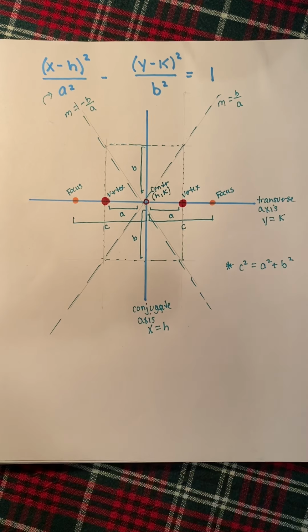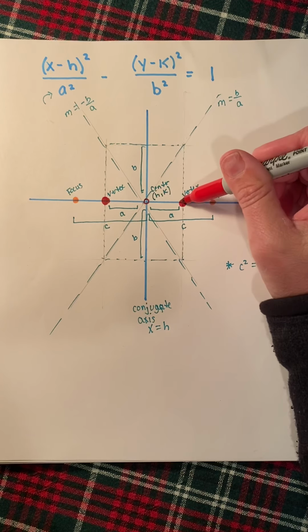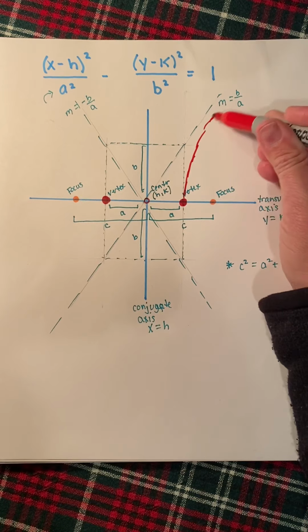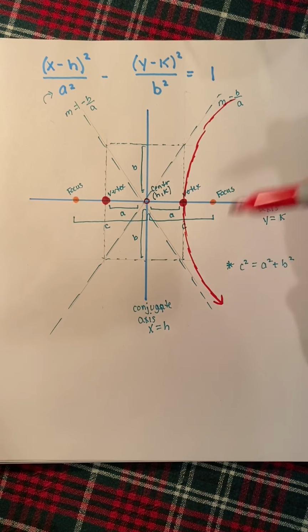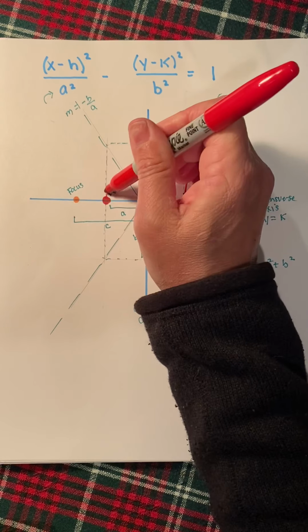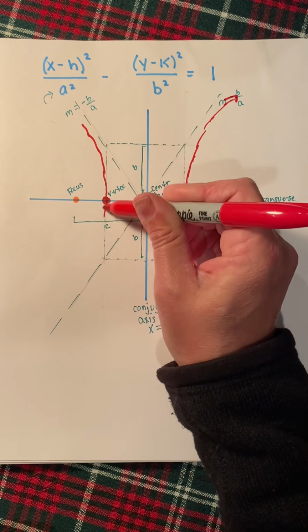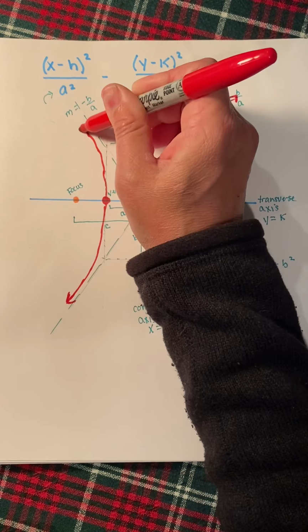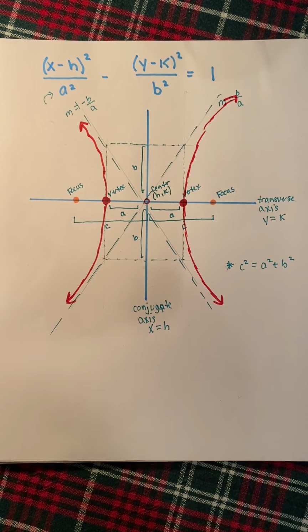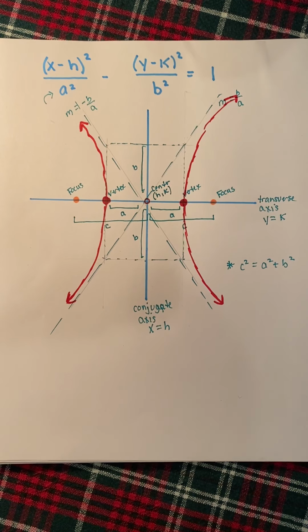Right, so now you can plot some points, but typically what we do is we just do this, and it goes up, and it's going to follow that. It's going to look like this. There we go. That's what it's going to look like. Now that is a horizontal hyperbola.